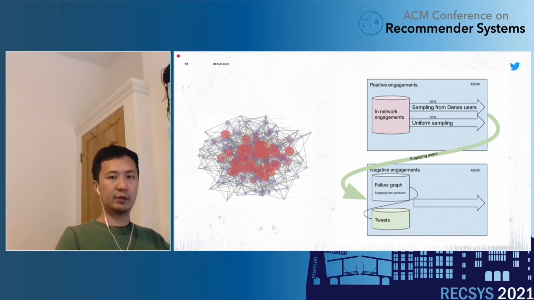To create a denser core, so our dataset is more suitable for advanced ML techniques like graph learning, we sampled from the densely connected nodes and customers, taking all of the edges for the 50% of our dataset. Then we uniformly sampled across the population for the rest of the 50%.